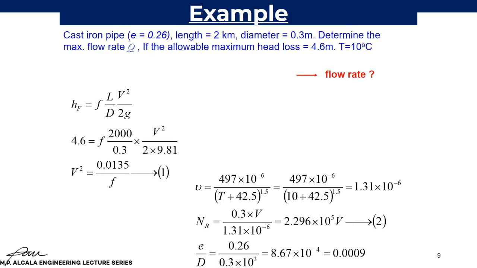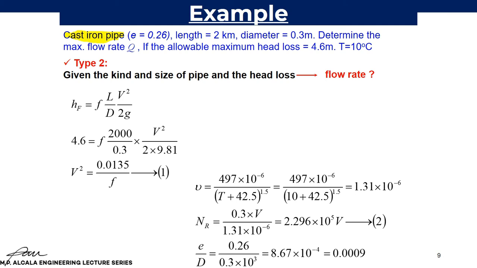In this case, we are given a cast iron pipe. The type of pipe is given. The length is 2 kilometers. Diameter of 0.3 or 300 millimeters. Determine the maximum flow rate with the maximum allowable head loss. Given also the head loss. So this is a type 2. Okay, type 2 problem: given the kind and size of pipe and the head loss.